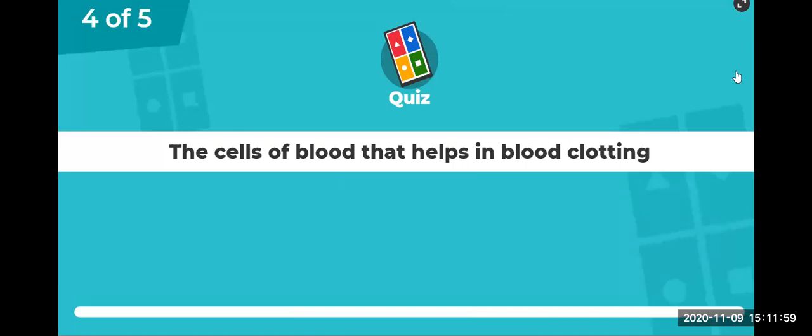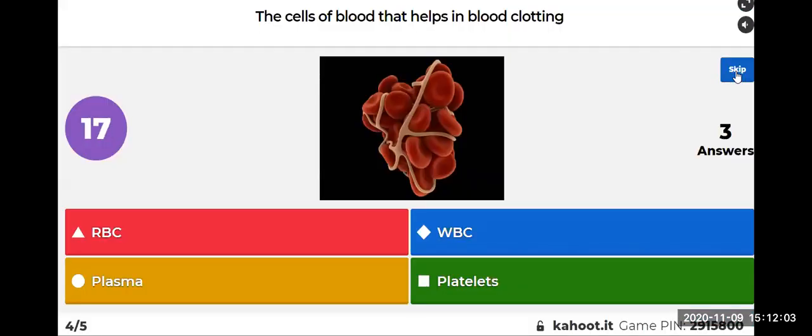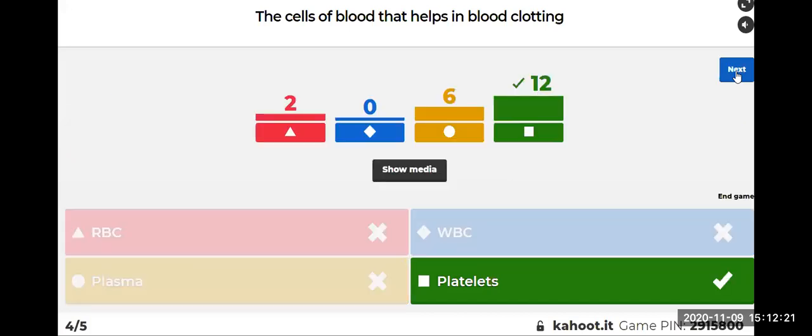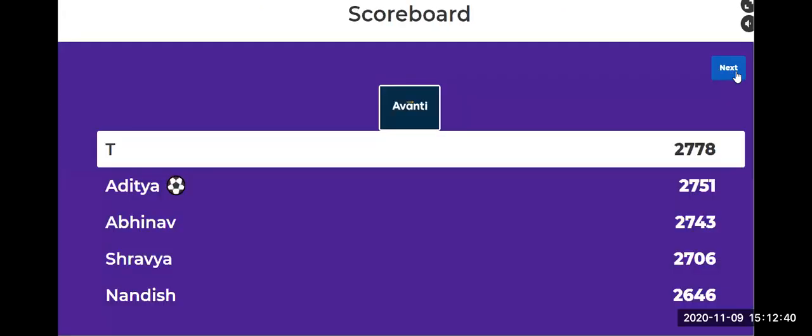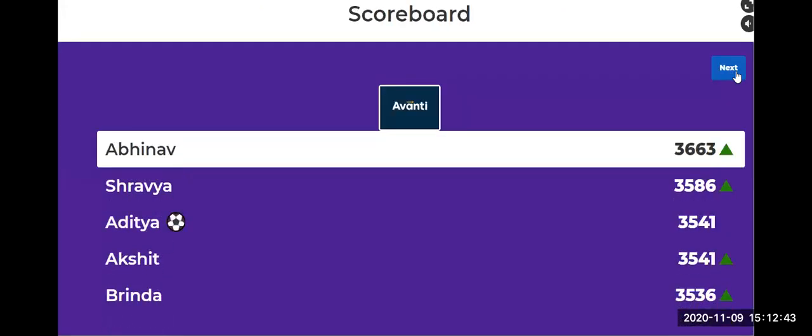Fourth question. The cells of blood that help in blood clotting. Very easy. We have discussed it. Tell me, guys. No, Yukti. We discussed it, right? Platelets, right? It is platelets. Not plasma. Platelets. We discussed that they make a kind of mesh or web-like structure whenever it comes in contact with air and try to solidify. Vitamin K is responsible for that.